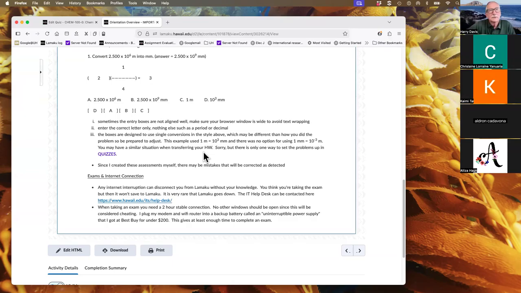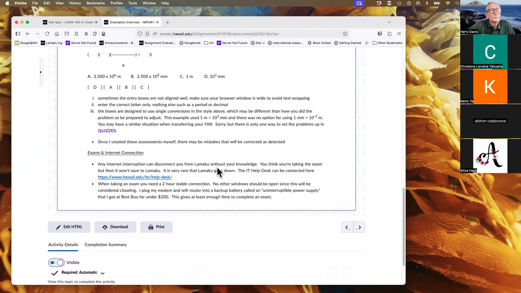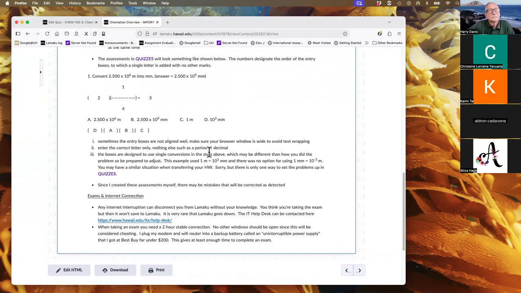And I would say most of the mistakes are gone by now, but there may be some. So any questions on this format right here? No questions. Okay.